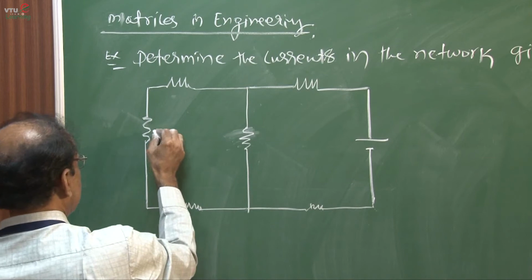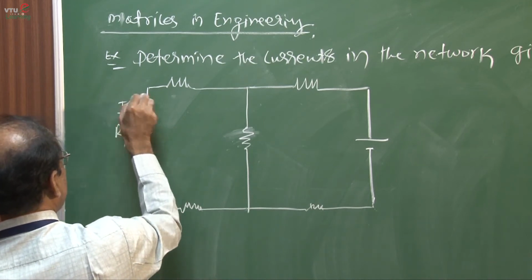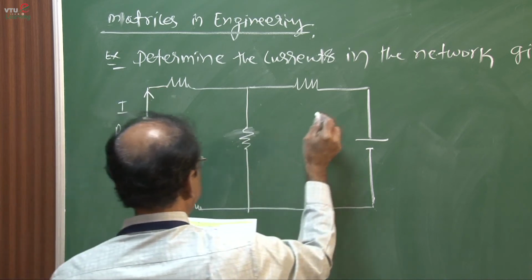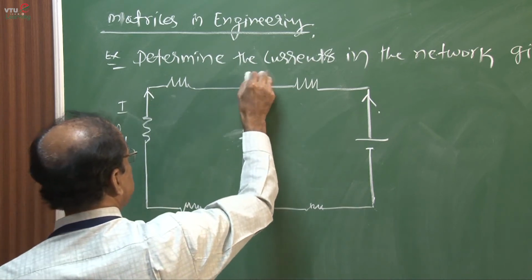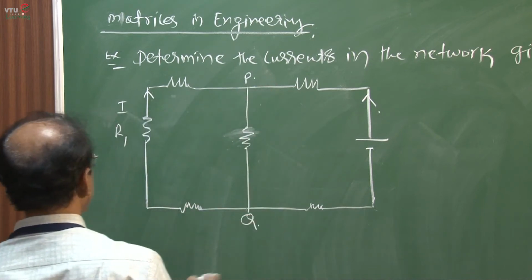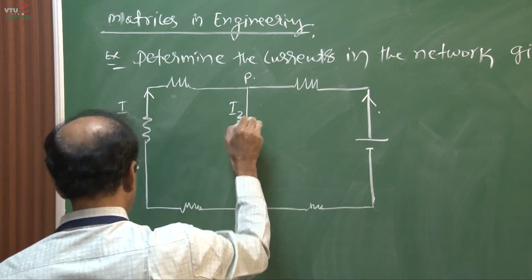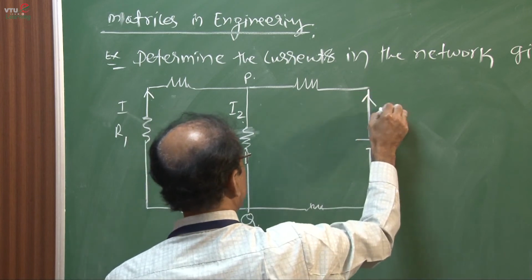Okay, here this is R1 I can call, and you can represent the current as I1. This is the direction. Then this is the direction. Then these 2 points in the middle we can call P and Q. It is given according to the question. This is I2, and this one you can call I3.